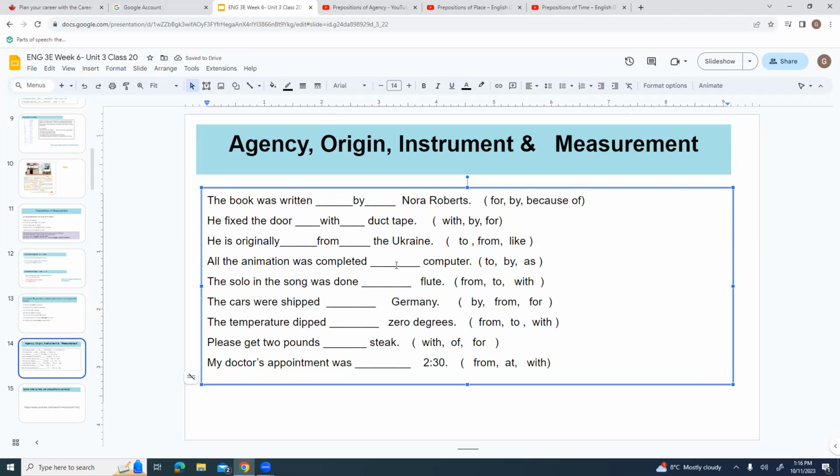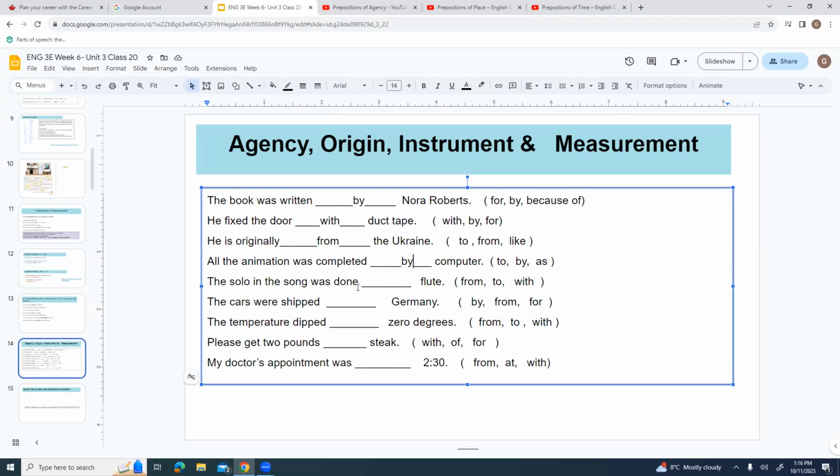All the animation was completed blank computer, to computer, by computer, or as computer. Now, this is one of those weird exceptions. I could say all the animation was completed by computer, but then it sounds as if the computer did it rather than that the computer was a tool. So here, computer is kind of the tool. It's still a noun. It's an oddball one.